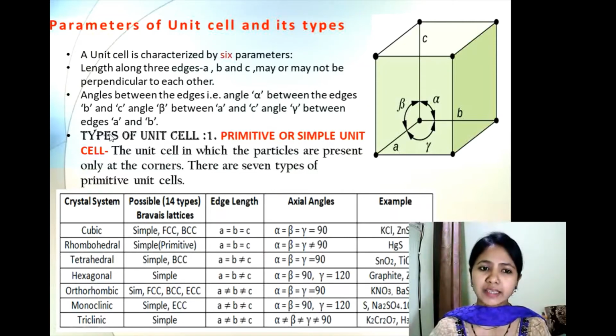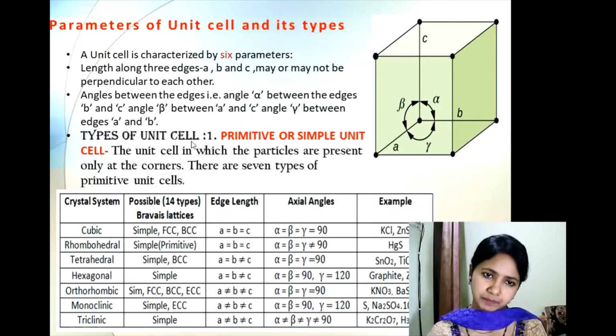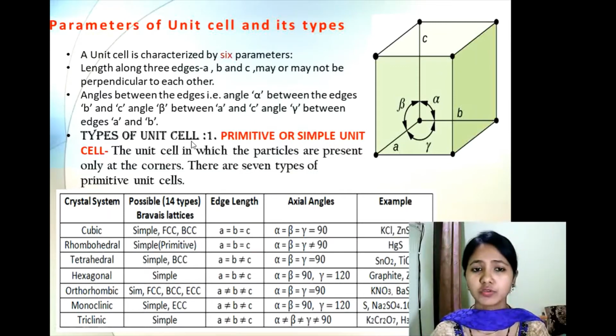Okay. The next one is the types of unit cell. So, types of unit cell. Basically, we have classified the unit cell into 2 categories. The first one is the primitive or simple unit cell, and the second one is the non-primitive or centered unit cell, which we will be discussing in the next slide.